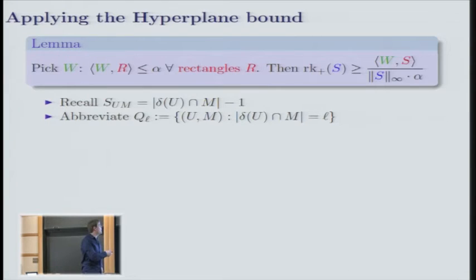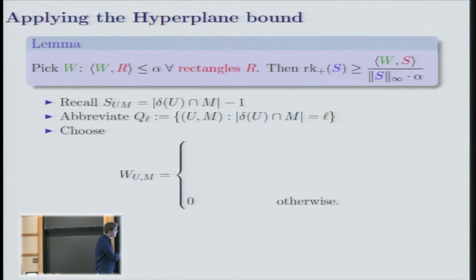Let's say QL. This is the set of entries in the matrix where we have slack L minus 1, and it means that we have an odd cut U and a matching M that share precisely L edges. Now, my magic linear function W is defined so that whenever you have a slack 0 entry, you put a value which is minus infinity.